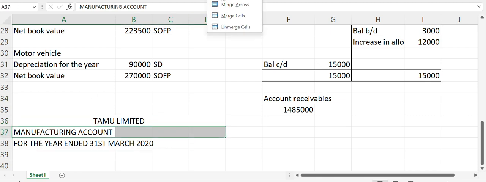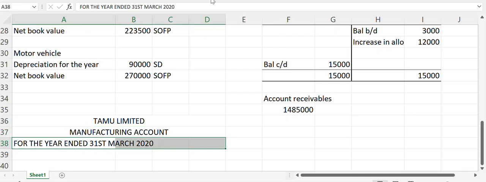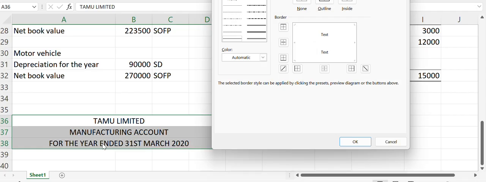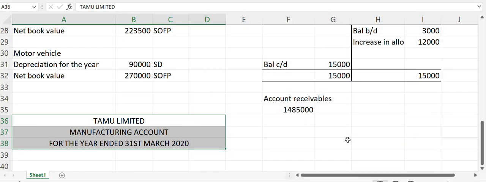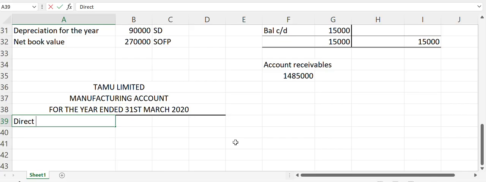So remember, under manufacturing account we are interested with the cost: the direct material, direct labor, direct expense if it's there, the indirect manufacturing cost. Then you get factory cost, then from there you add the opening work in progress, you less closing work in progress, and then you get the cost of completed goods.